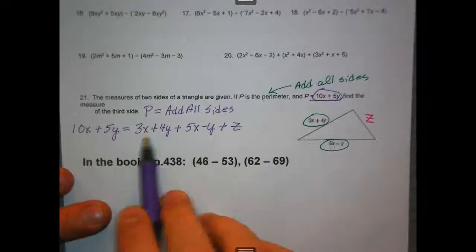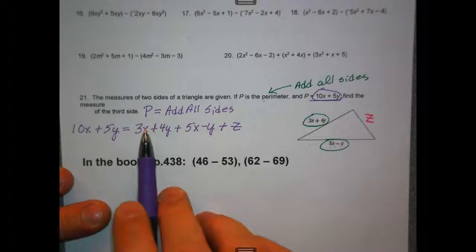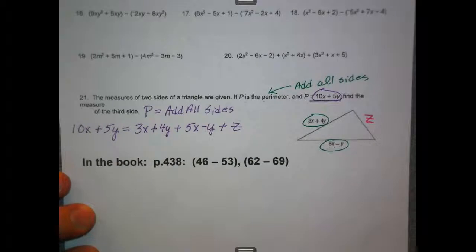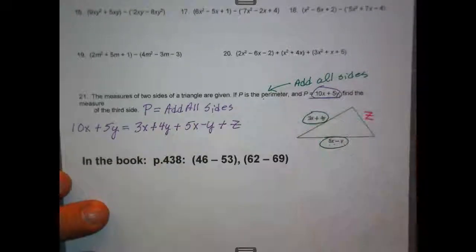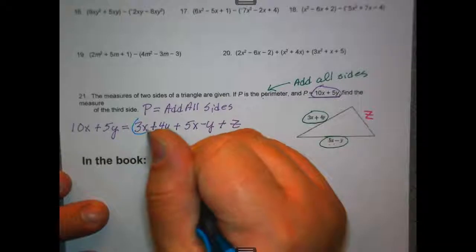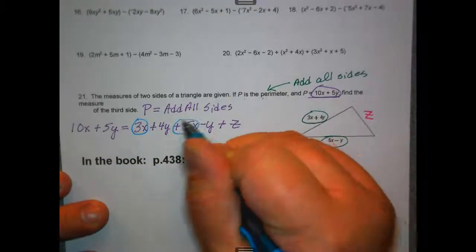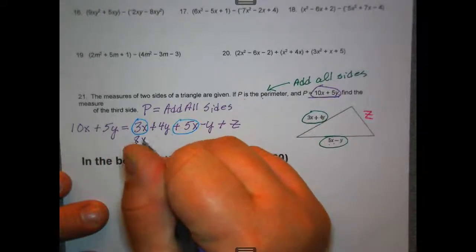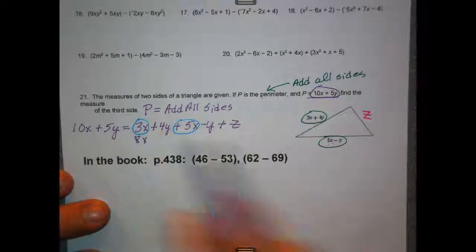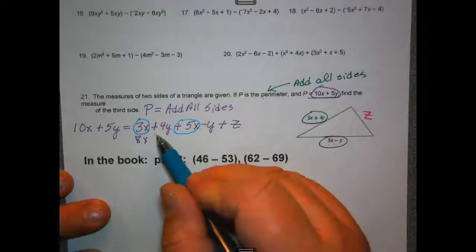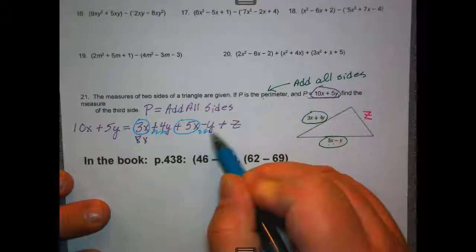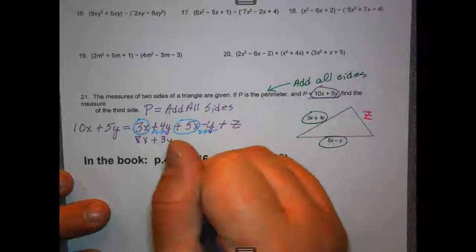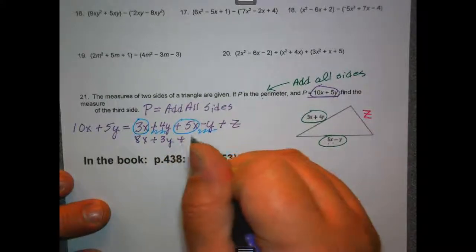So we can either combine like terms on one side, or we can start bringing them over separately. I'm going to combine the like terms first. I've got 3x, 5x gives me 8x. 4y minus y, 3y. And then we have the plus z.